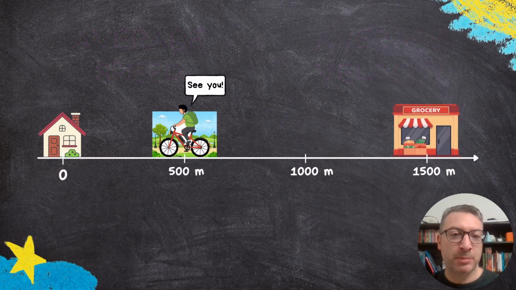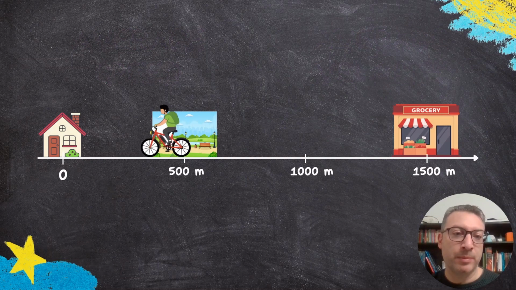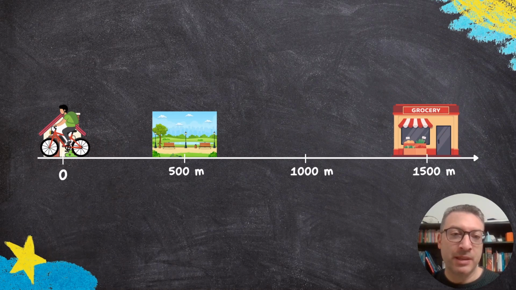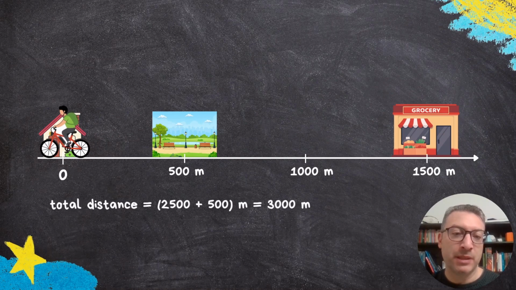Let's go back to our problem. Imagine that after seeing your friends you tell them goodbye and ride home. What happens to the distance and to the displacement? The distance has increased by another 500 meters, so it goes up to 3000 meters.